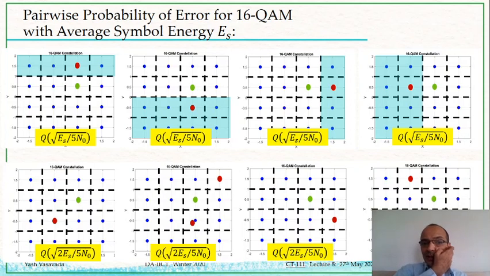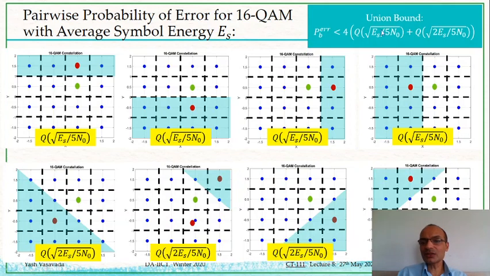So actually I just need to add these 4 Q functions, and I am guaranteed to get an overall probability of error which is less than that. But if I want to be even more conservative, I can even add these 4 other Q functions, and I'll get the overall union bound. 4 times Q function of square root of Es over 5 N naught plus these 4 Q functions, which is square root of 2 times as mentioned.